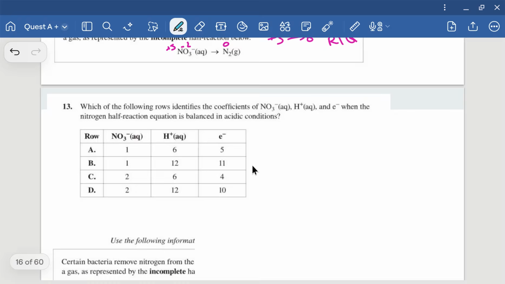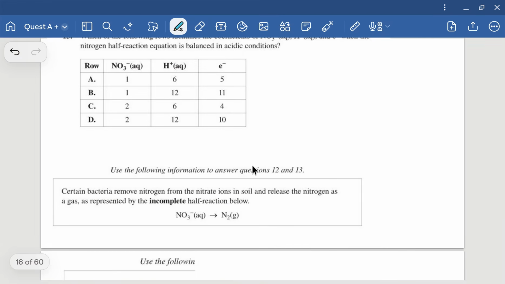The next one is asking us to balance this half reaction, so you want to follow your rules of balancing. This is going to be in acidic conditions. You balance anything other than oxygen or hydrogen first, so we'd put a 2 here. Then you add water to balance out oxygens, so we would need 6 water molecules. Then you add hydrogen ions to balance the water, so we would need 12 hydrogen ions.